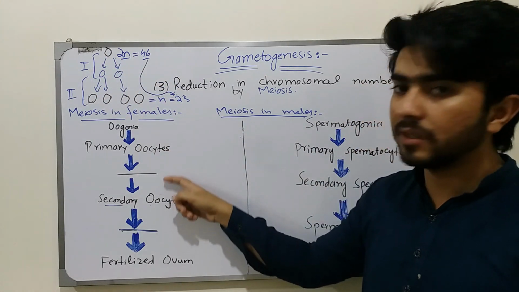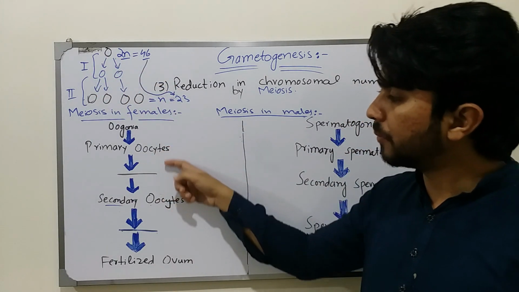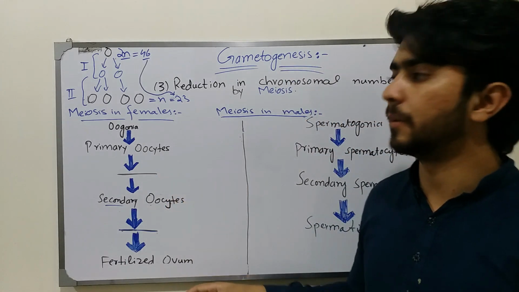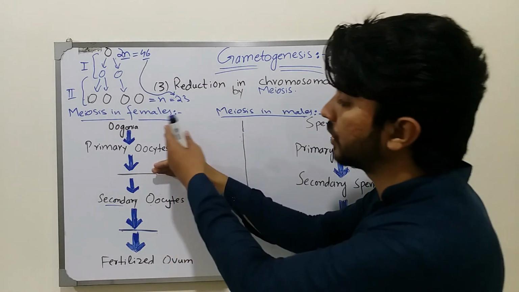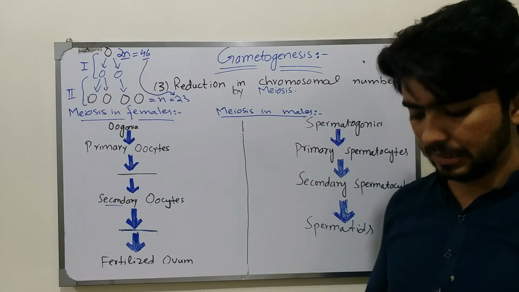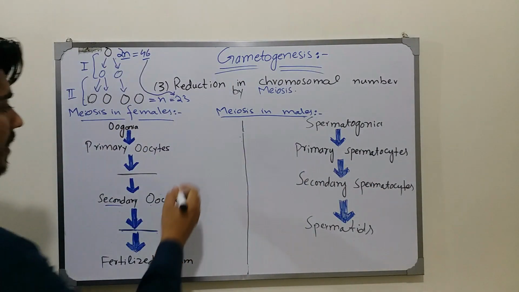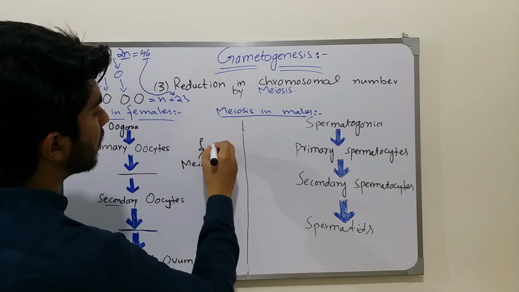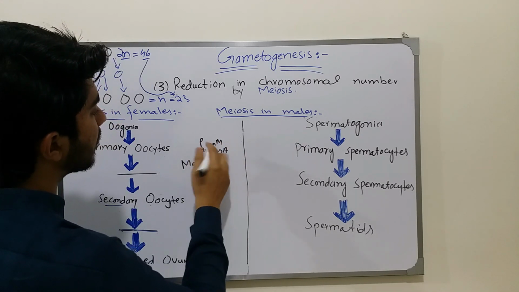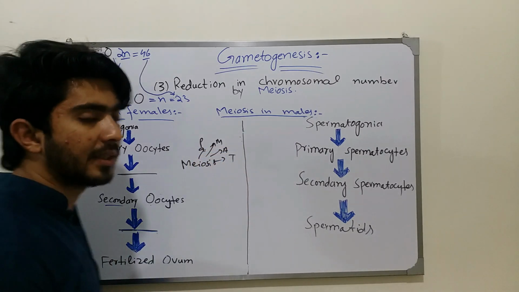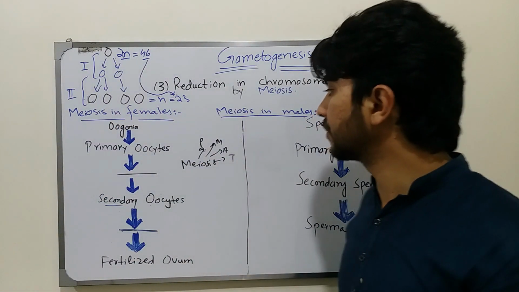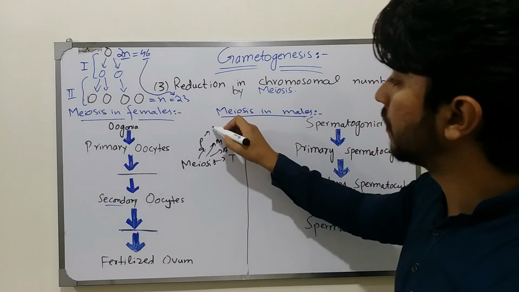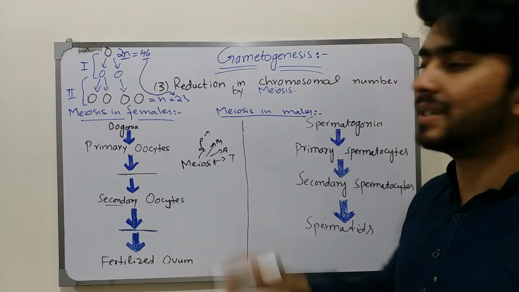The primary oocytes enter the first meiotic division, but before they are able to complete it, there is a block present that stops the primary oocytes from going through the complete stages of the first meiotic division. Here is the meiosis. Meiosis consists of prophase, metaphase, anaphase, and telophase. There are four stages in meiosis, while the prophase is also subdivided into different stages, but here the main stage is the diplotene.